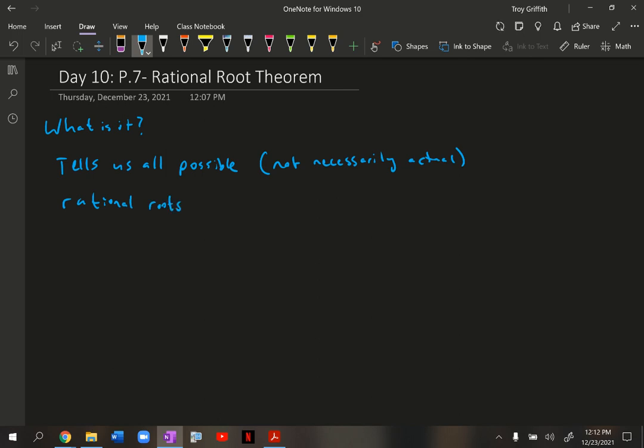And all we mean by rational is no crazy decimals. So not a number like pi or the square root of something that's not a perfect square, but anything that's just a normal fraction or just a normal number that's not a fraction, we can get in terms of a rational root. So it tells us all possible rational roots of a polynomial function.